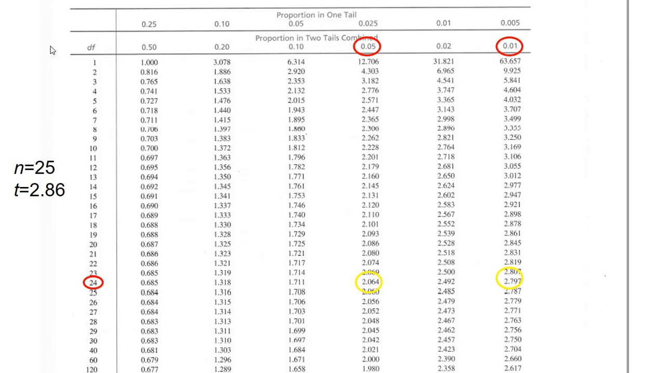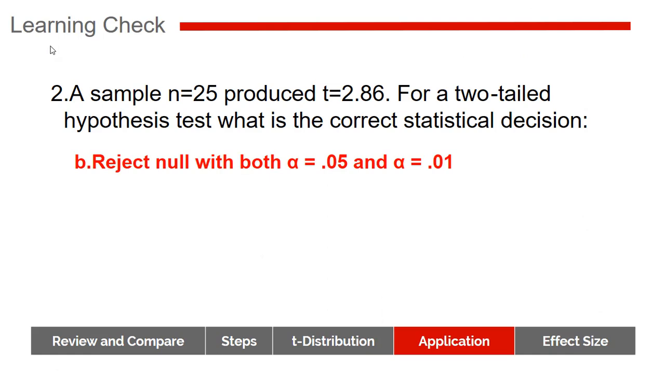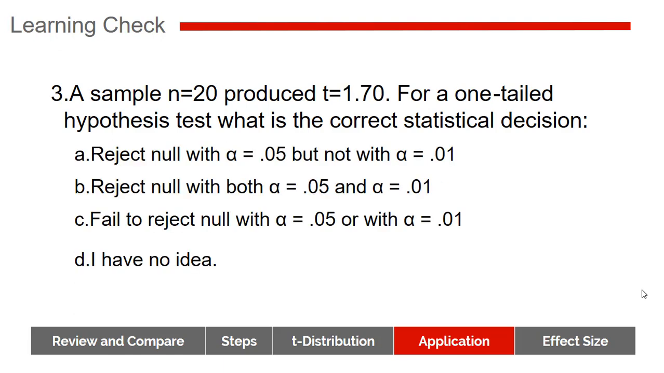So our t is 2.86. So I see right away it's more extreme than 2.064. It's also more extreme than 2.797. So in this case, we're going to reject with both alpha 0.05 and alpha 0.01. Okay, we're going to do one more with an n of 20 and a t of 1.70.